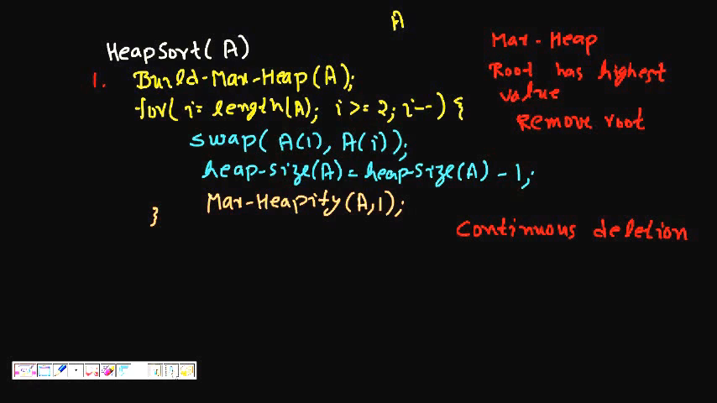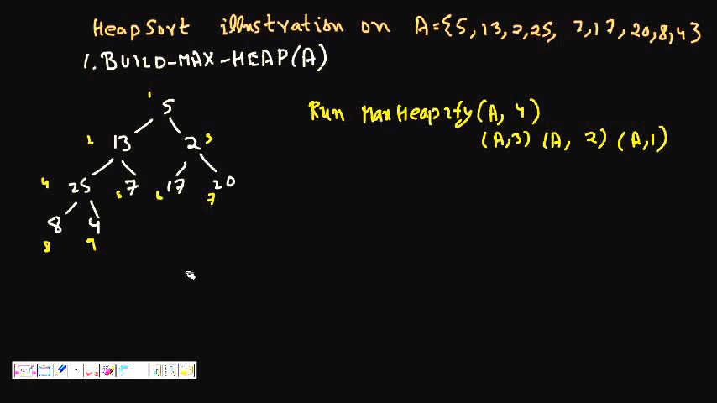We will see this with one example. That's what the algorithm is doing. First we build the max heap, which takes O of n time. Then, for the length of A, for all the elements, every time we delete the maximum and then do max heapify. Let's see with one example.